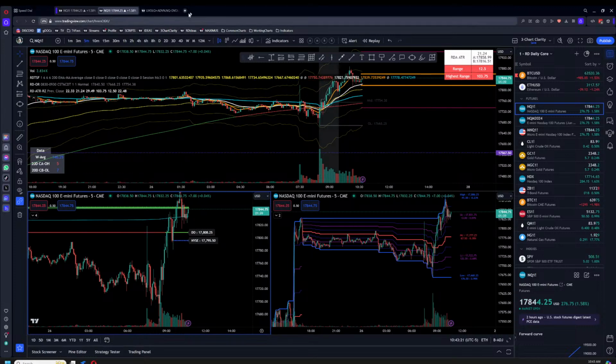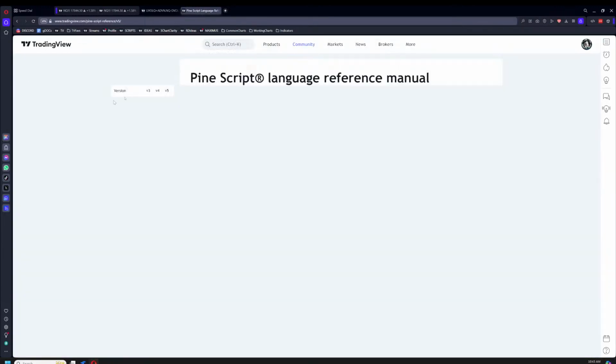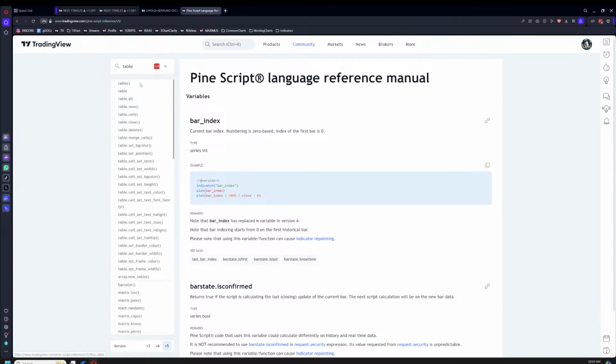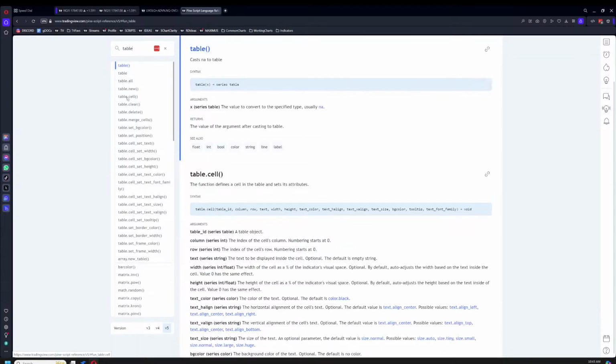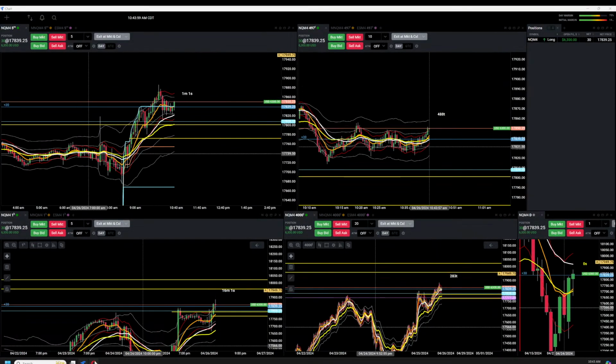So I need to look at tables. I haven't done tables. Oh, you can set the text font family? I didn't know that. There we go. Looks like it's going to move up. I did go long, by the way.